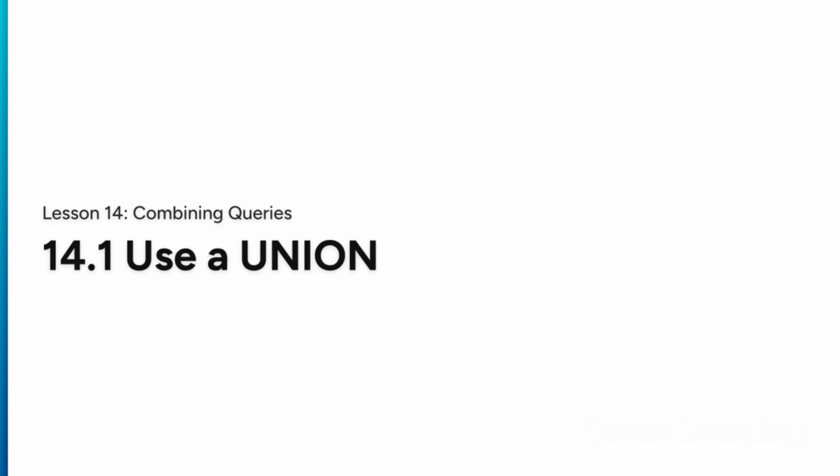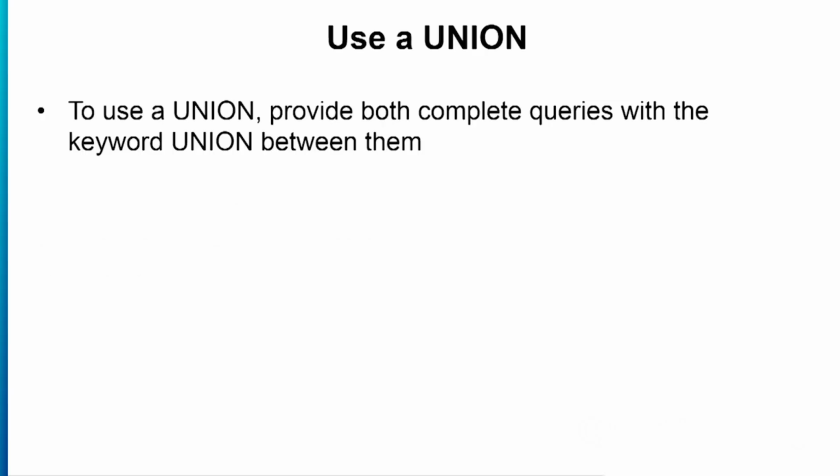Our last topic pertaining to the select statement is a discussion of how to join two select statements together. In SQL, this is called a union. Now, a union lets you provide two complete queries and combines the results into one result set. Let me show you how this works in the editor.